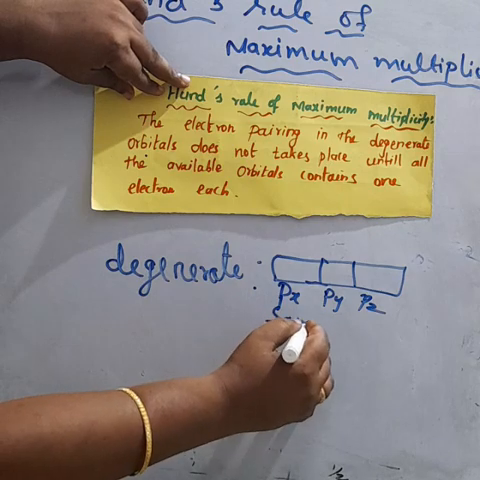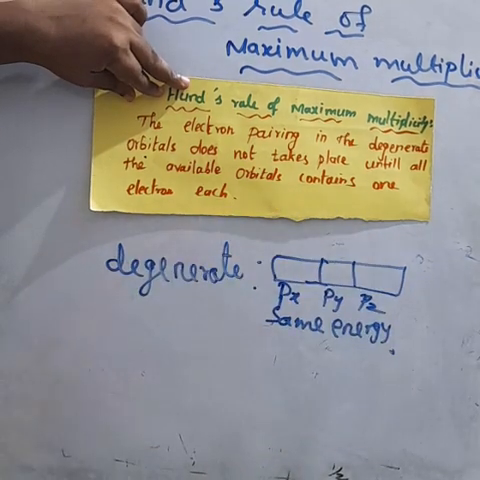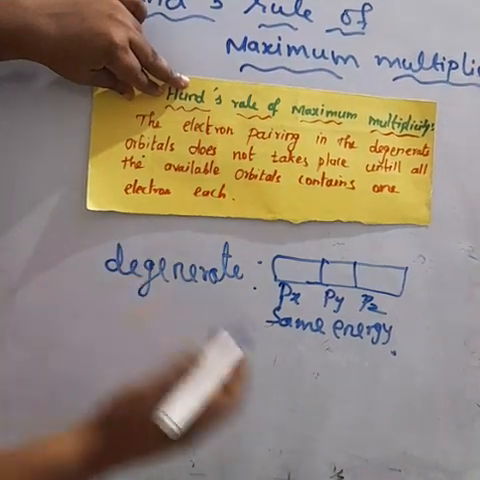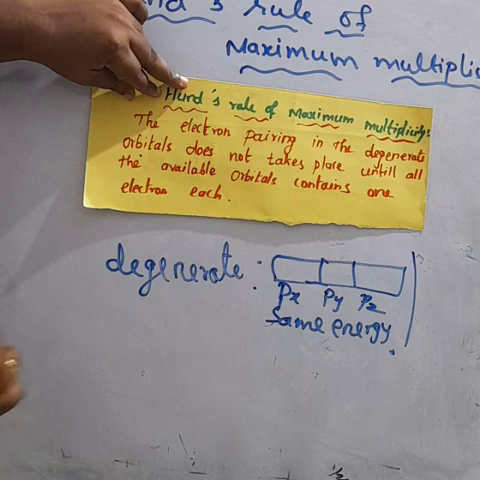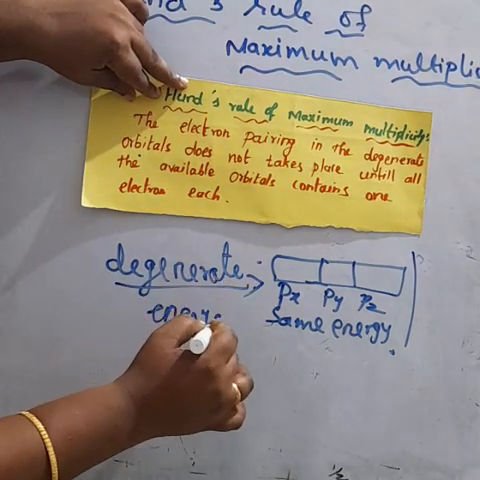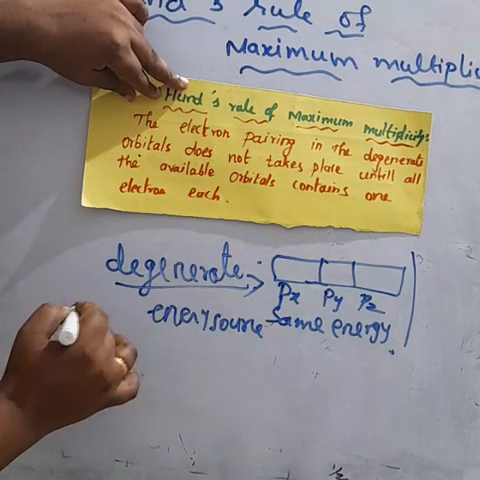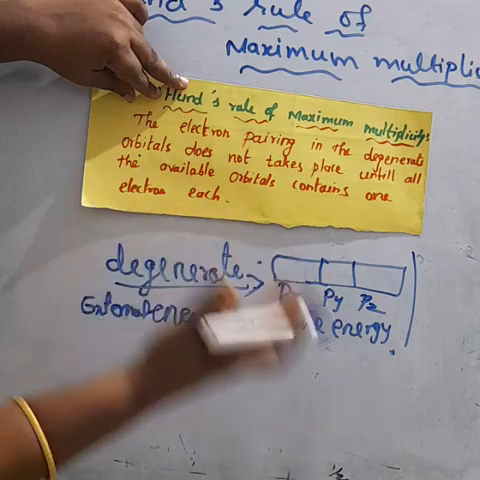All three p orbitals have the same energy, as long as we are not applying any external energy source. If we give any external energy source, the electrons move to a higher energy state. From the ground state, an electron can go to a higher energy state.